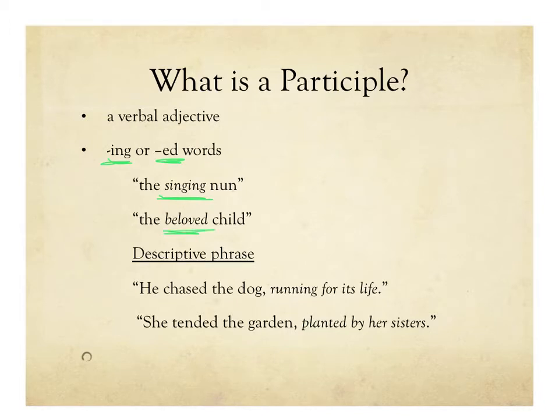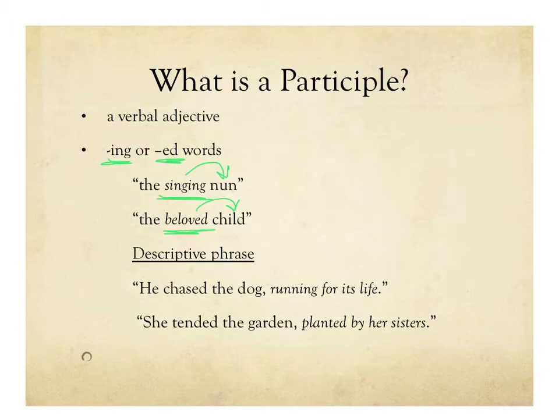You can see that these words are adjectives because they modify a noun. Which nun? The singing nun. Which child? The beloved child. But you can also tell singing, loved, those are words that we would typically associate with a verb. And so that's what a participle is. It's part verb, part adjective.